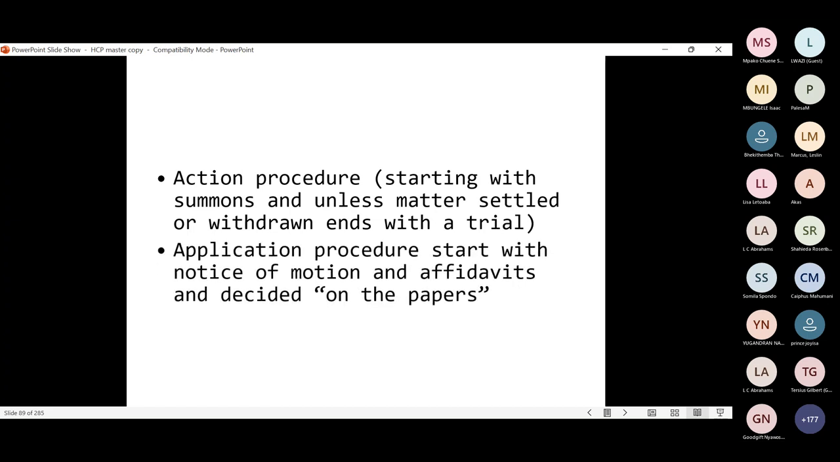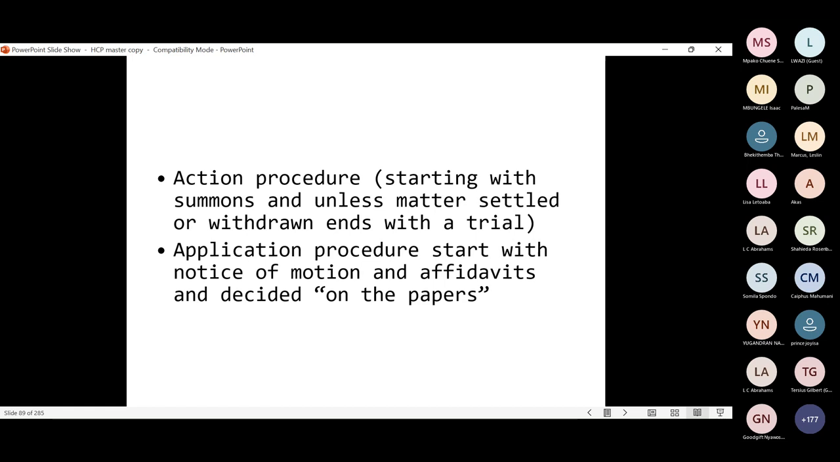The application procedure, which is the other procedure, starts with the notice of motion and affidavits and is decided on the papers. So in the application procedure, you don't call witnesses to give oral evidence. Remember in the beginning I said you only place evidence before the court. That is our duty as legal practitioners. We have to place the evidence before the judge so that the judge can decide which evidence he is going to accept and which he is going to reject, and then he must motivate why he does that.